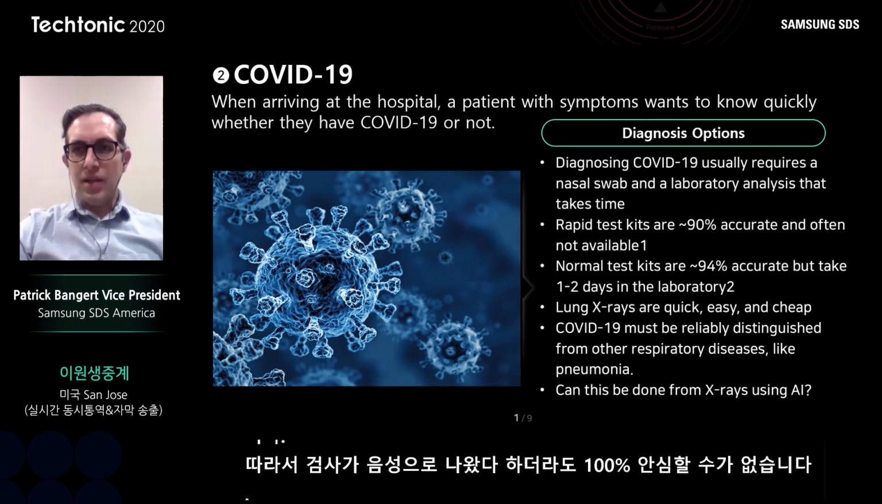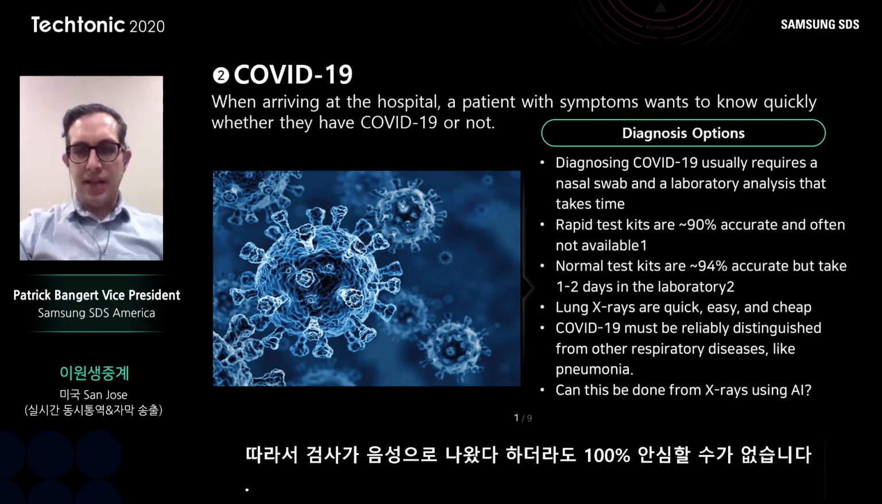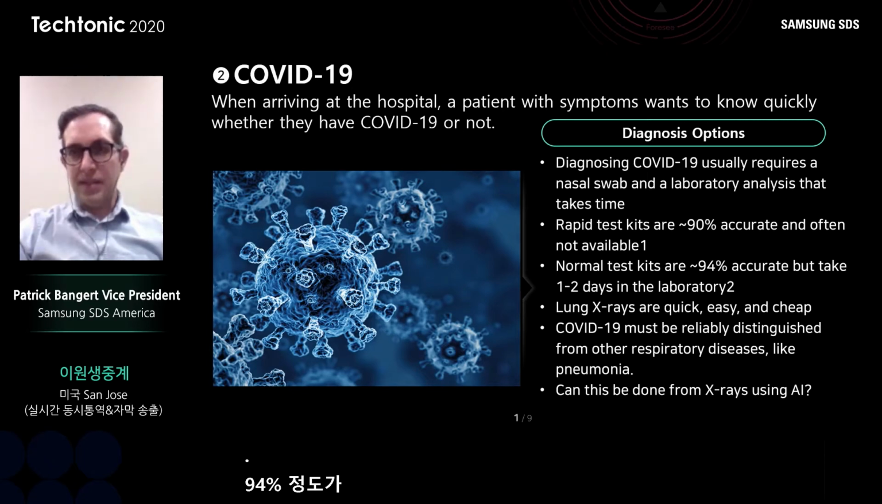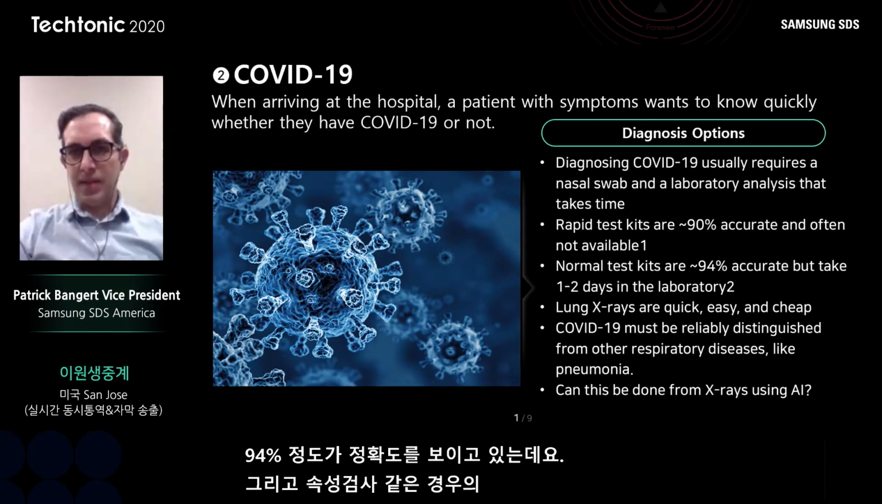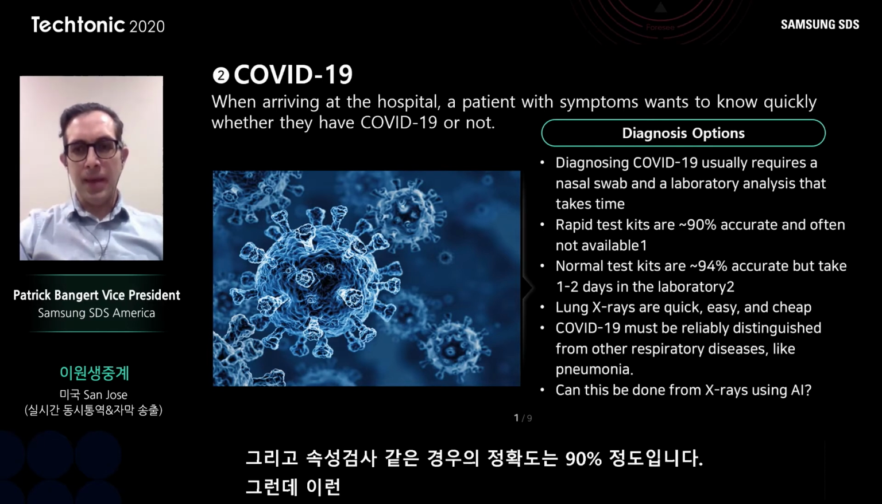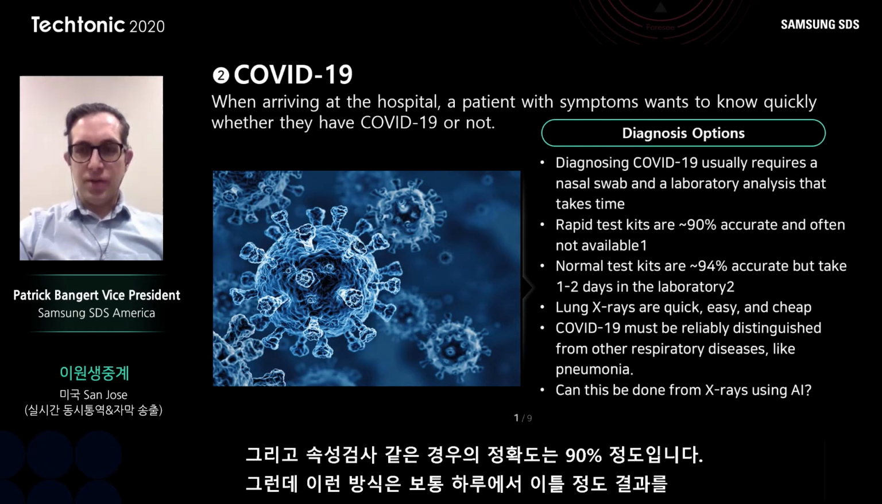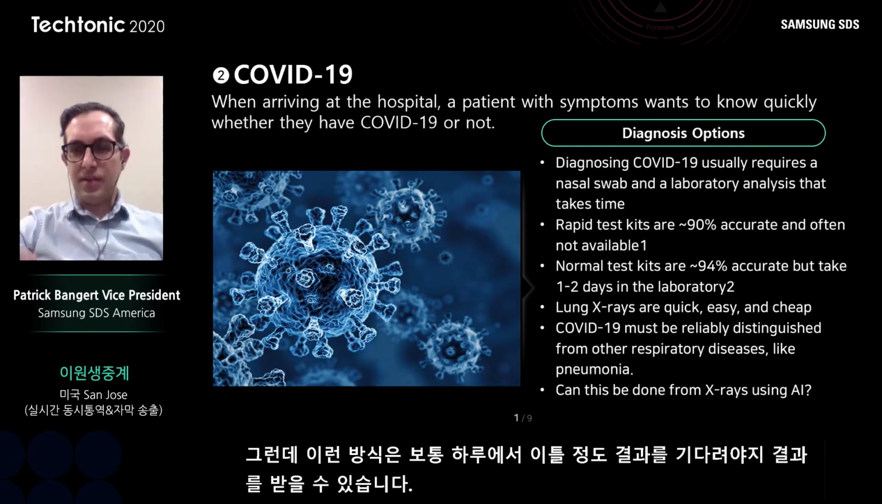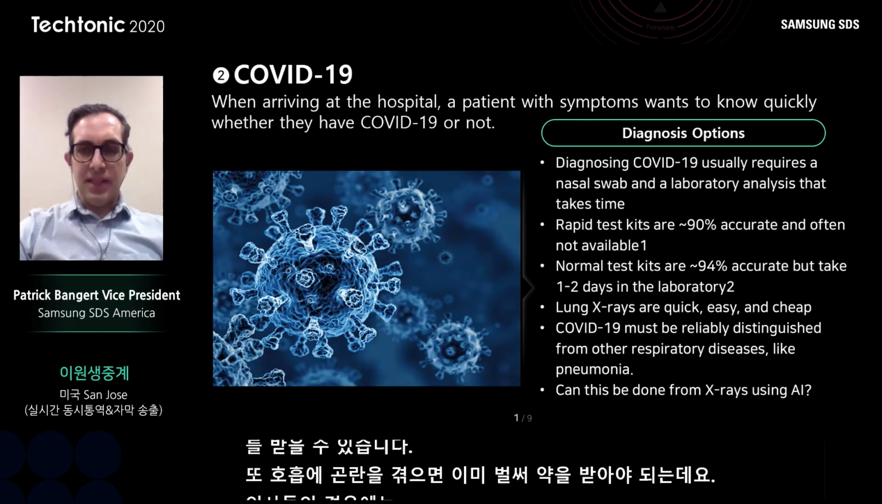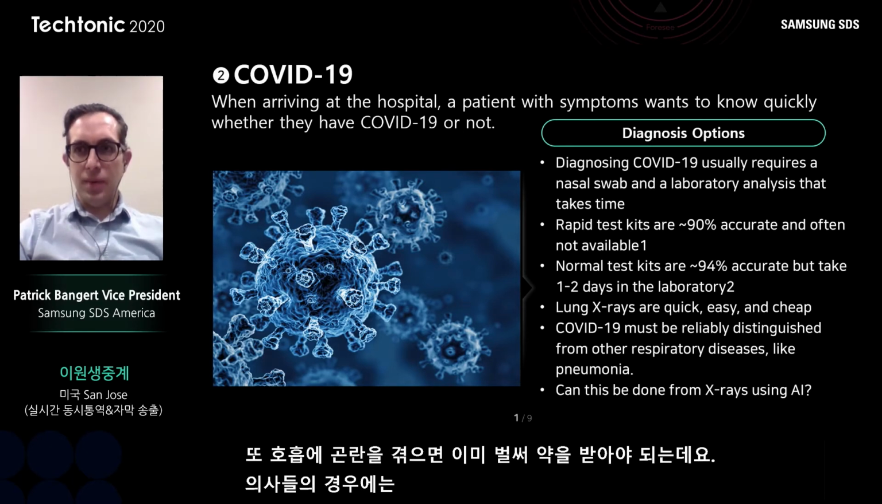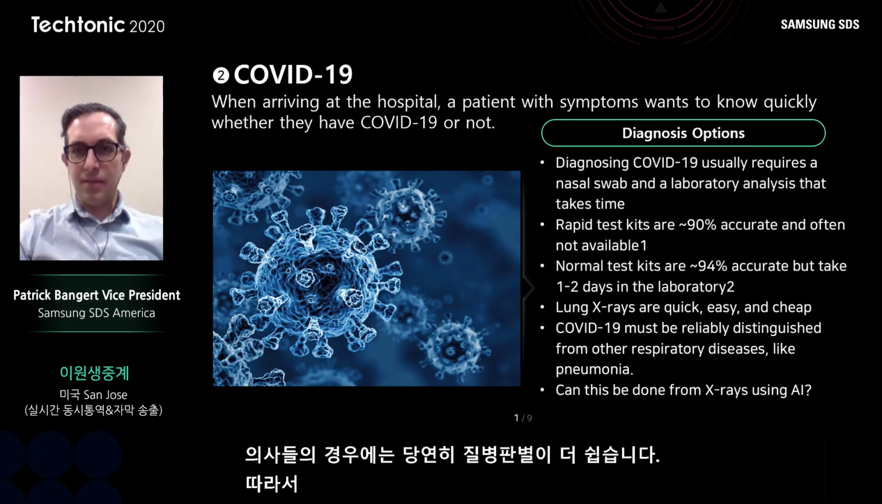It's only accurate to 94% in the case of the full nasal swab test and 90% accurate in the rapid test kit. But the normal test takes approximately 1 or 2 days, depending on where you live, to be returned to you. Now, if you have a difficult time breathing, you require medication, it is essential that the doctors know very quickly whether you have this disease or that disease. And so detecting COVID very quickly becomes important, especially for the elderly or people with other diseases that would make more trouble for COVID.